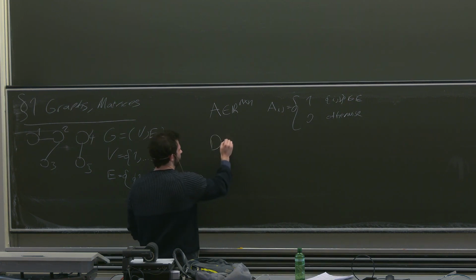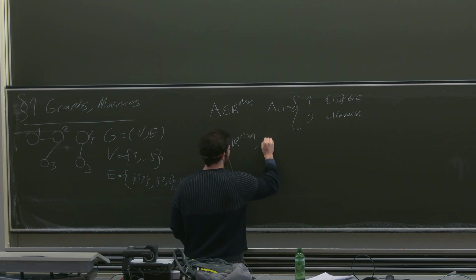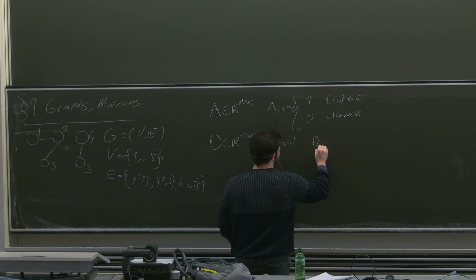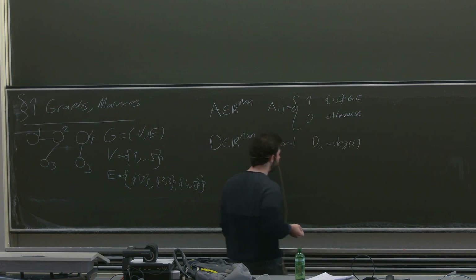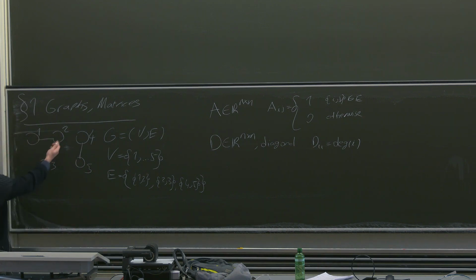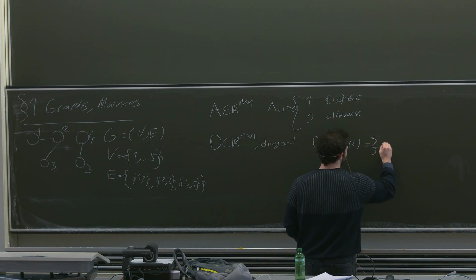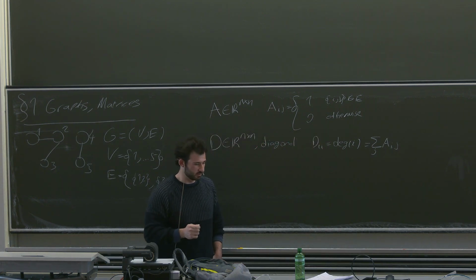And then we also have our degree matrix, which lives in R^(n×n). This matrix will be diagonal, and its entries d_ii will be equal to the degree of the vertex i. The degree of a vertex is the number of edges that are connected to it. So for example, here the vertex 2 will have 2 edges connected to it, so its degree will be 2. And in terms of the adjacency matrix, we can write this as the sum over j of A_ij. So for the vertex i, we are counting how many connections it has.